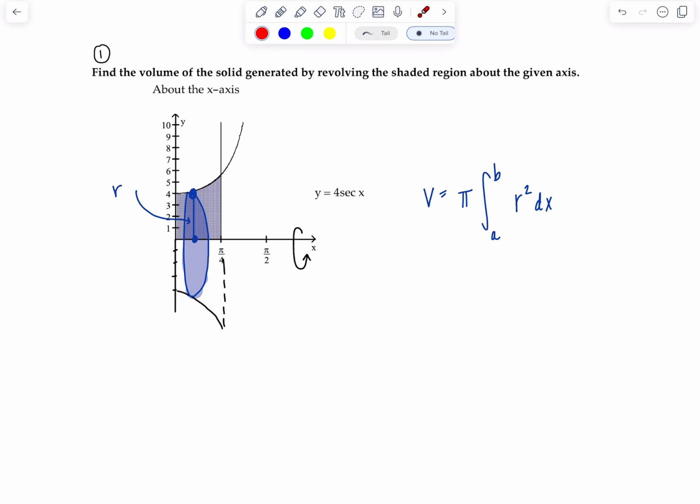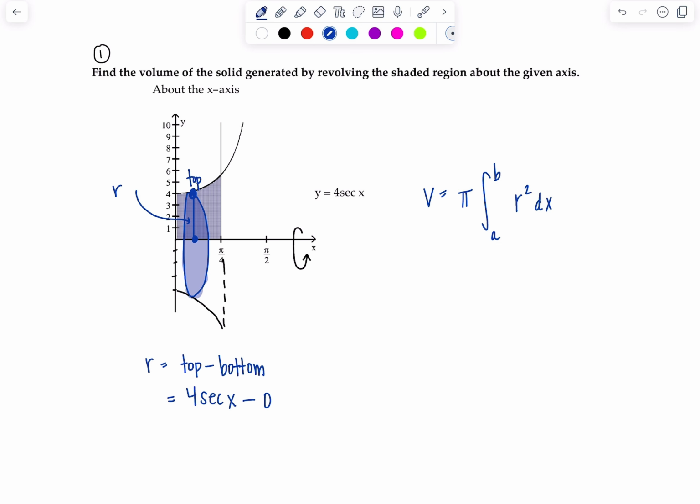4 secant x. And on the bottom by, what is this? Well, it's just the x-axis, y equals 0. So I want you to just always get in the habit when you're finding the radius, if you're integrating with respect to x, do top minus bottom, just like when you did areas between curves. So who's bounding r on the top? This is top, 4 secant x, minus on the bottom is 0.